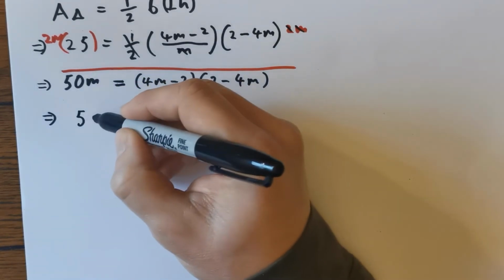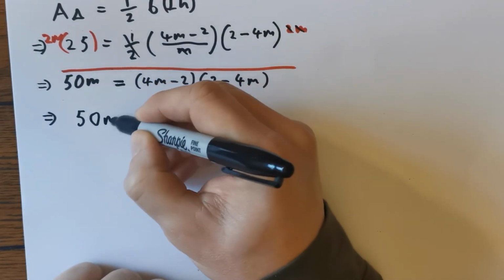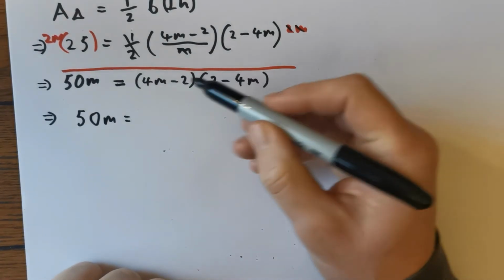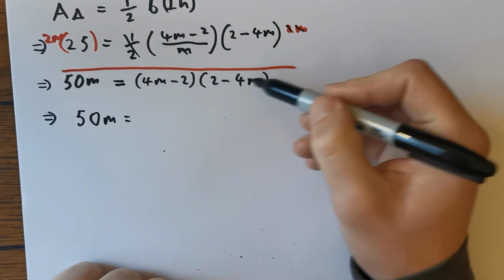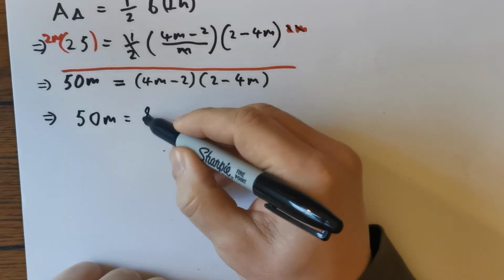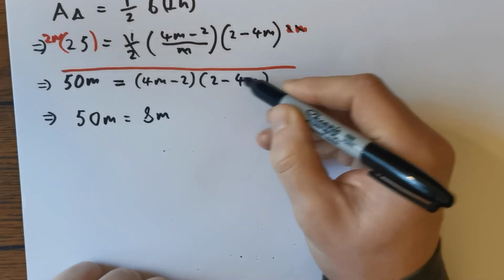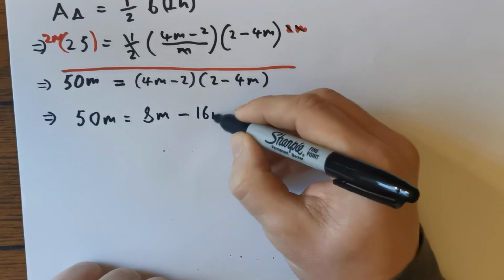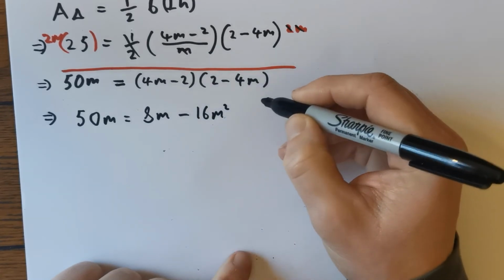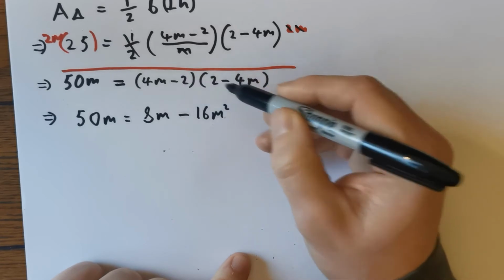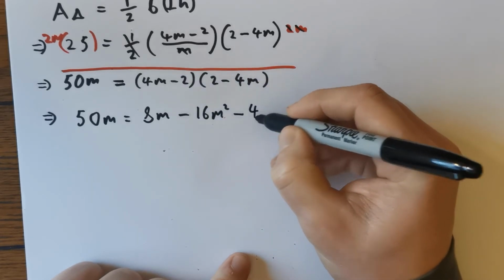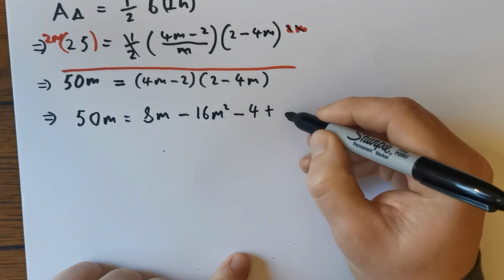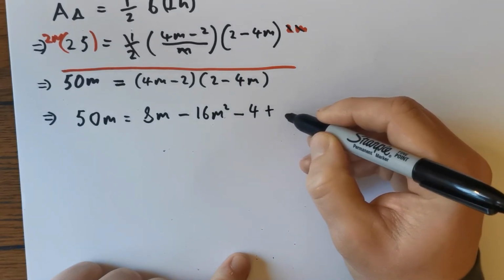And what I'm going to have ultimately here is a quadratic equation. I'm just multiplying this out in the usual way. 4m, first of all, has to multiply by every term in here. That's going to be 8m. Subtract 4m by 4m, well, that's 16m squared. And then multiplying -2 by 2, that's -4. And -2 by -4m, well, that's plus 8m.